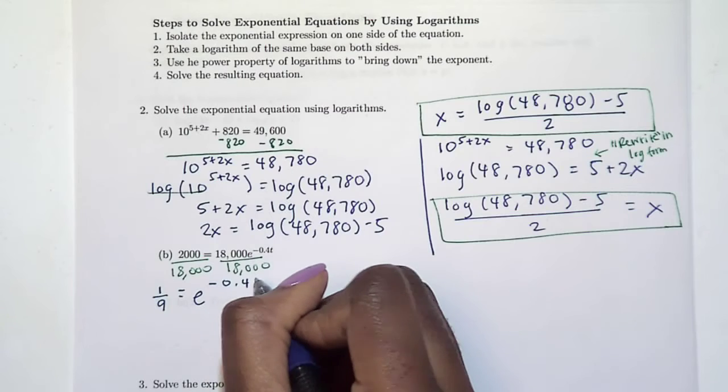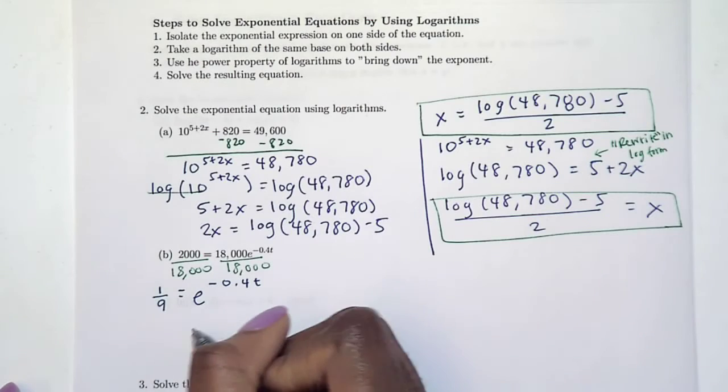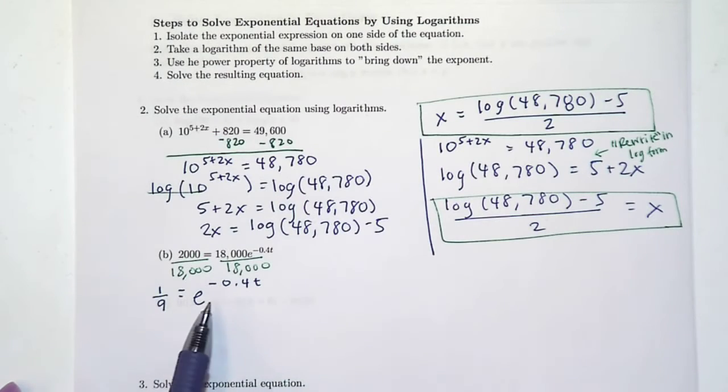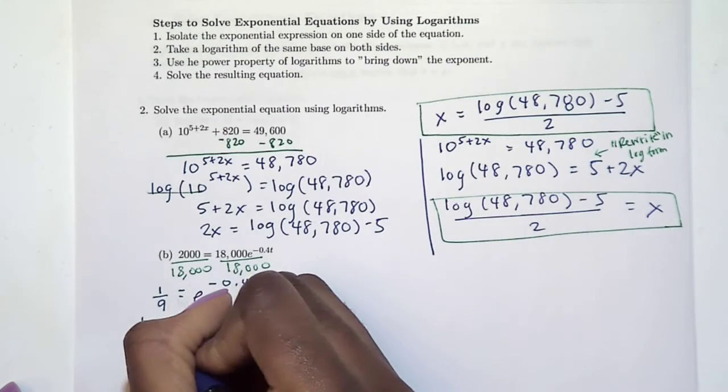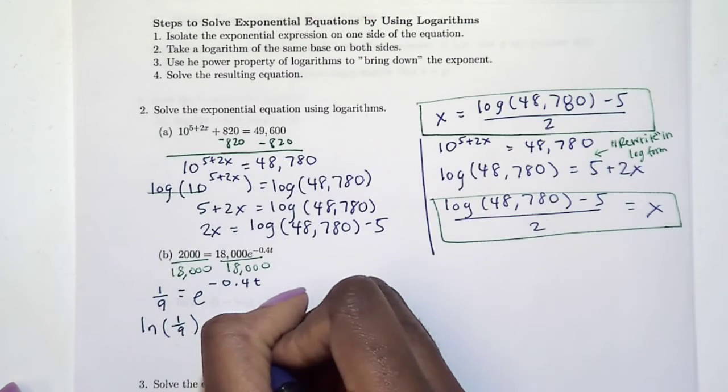Okay, again, we're trying to solve for a variable that's in the exponent, so the only way to get it out is to use logs. We can use whatever log we want. I'm going to use natural log because I have this e here, so I'm going to take the natural log on both sides.